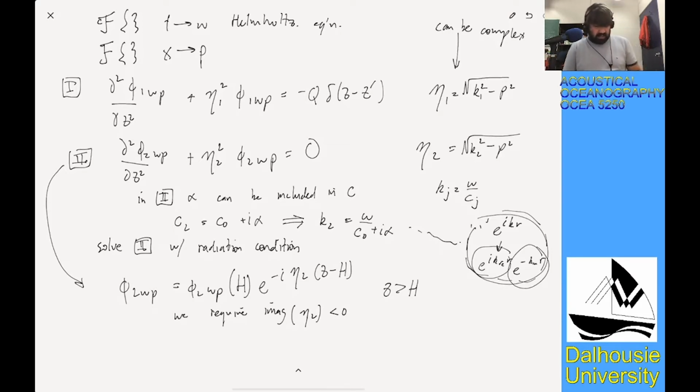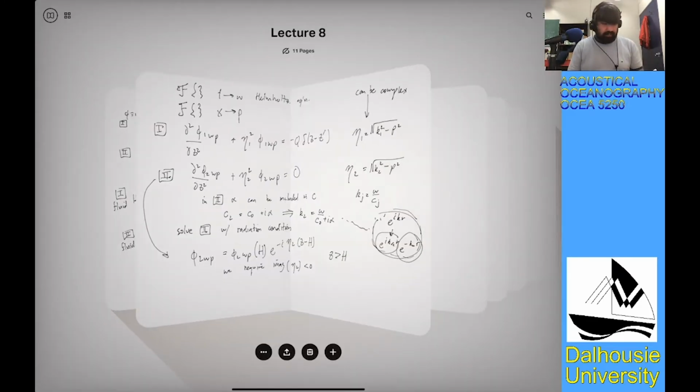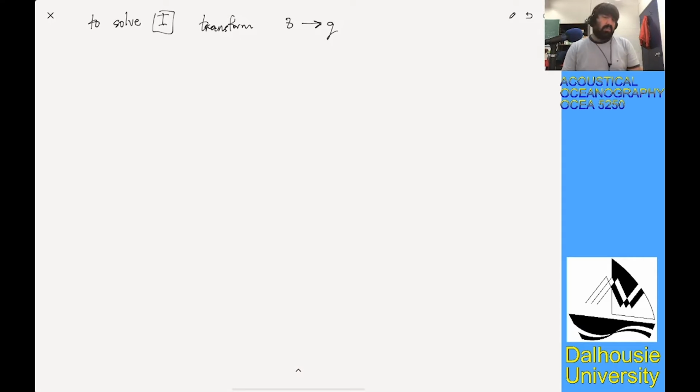So we have this nice little solution for phi in region 2. Let's work on region 1 now. And as I was saying earlier, to solve in region 1, we need another transform. We're going to go z to q, okay? So our transform variable is going to be q.